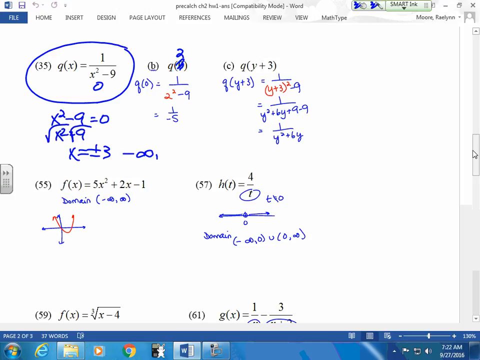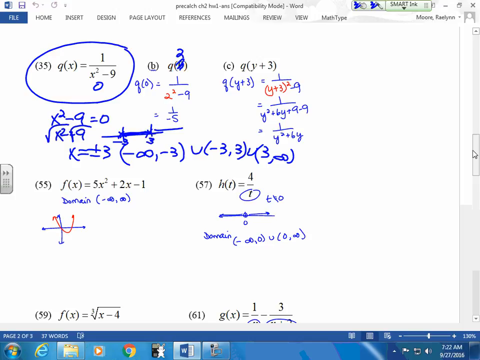So negative infinity to negative 3. Make a number line if it's helpful. Take this out, take this out. Jump over the negative 3. Don't forget this middle part. From negative 3 to 3. Then this part from 3 to infinity. So those are two numbers we cannot use. Y plus 3, we can substitute into y plus 3. Make sure you collect your like terms.